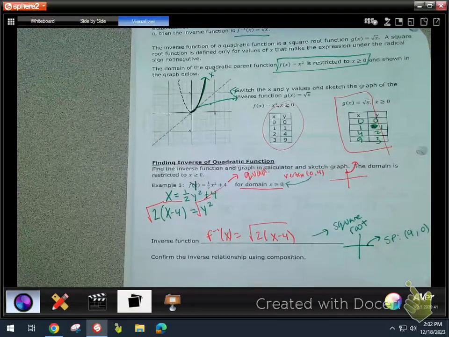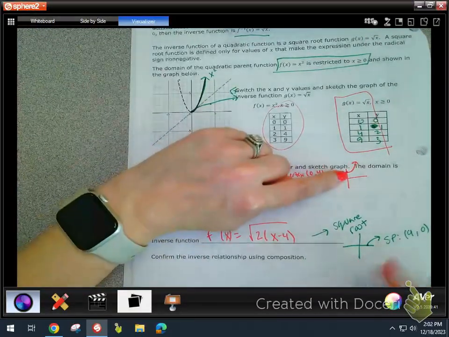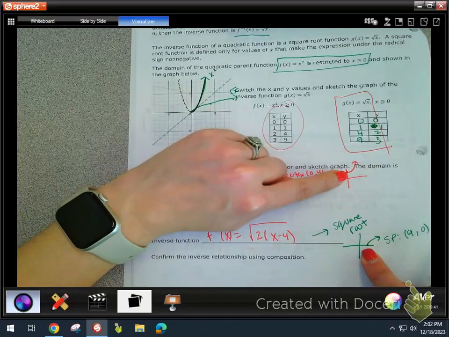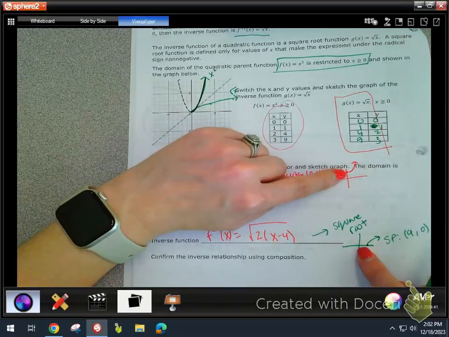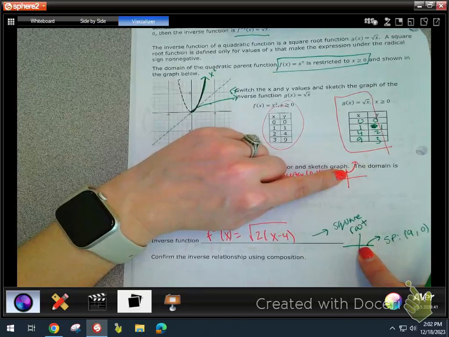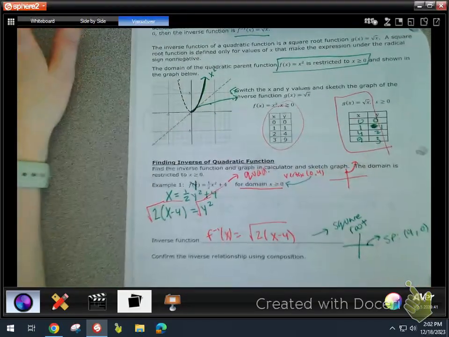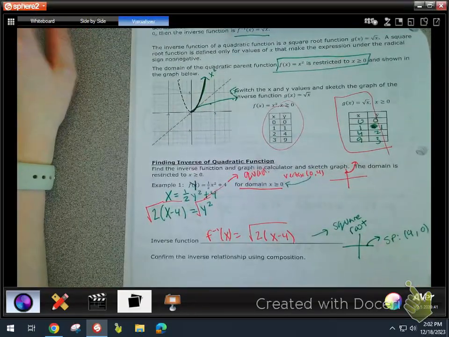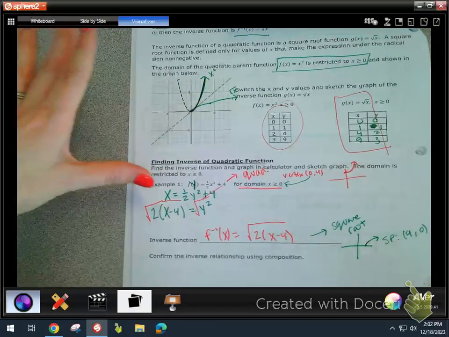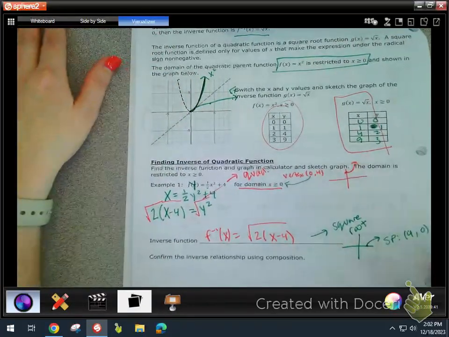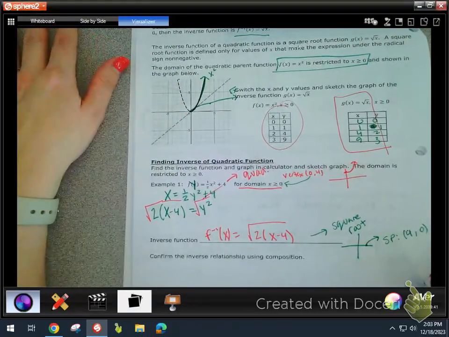So I kind of like to think of it, if I started with one branch, I better end with one branch. And I do think it is worth sketching these graphs. I think it will help you figure out what it means when you do have to write a domain restriction. We're not going to confirm this inverse. We'll do another example later. That's the same thing, though, that we did last class.